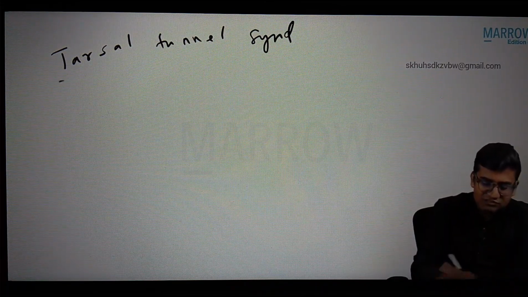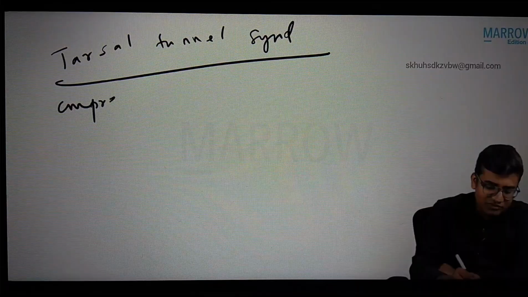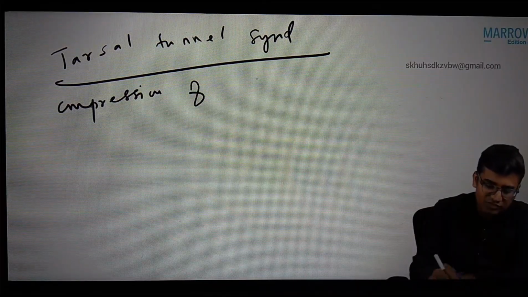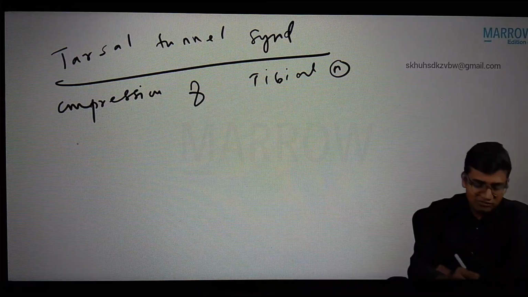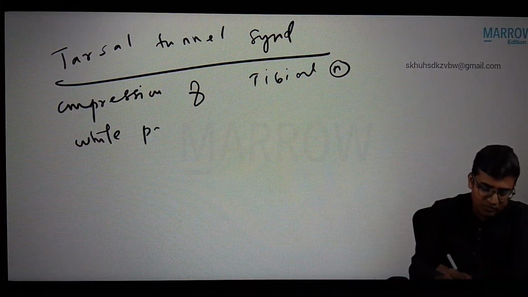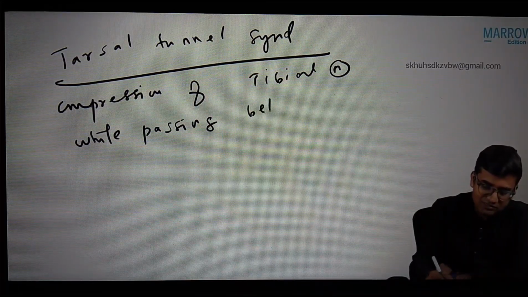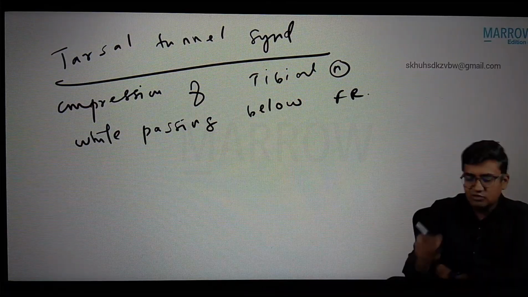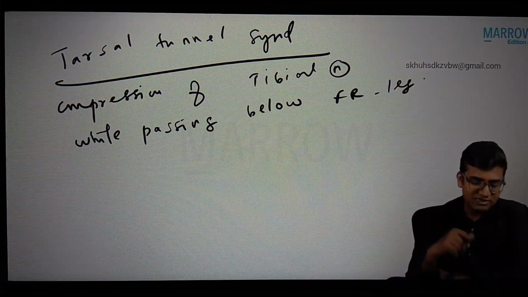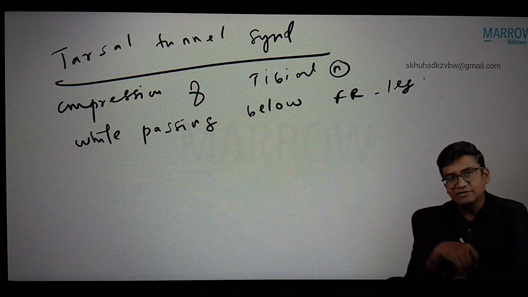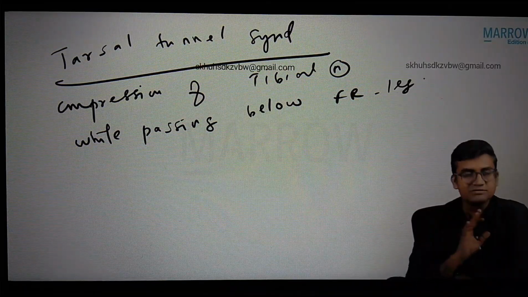So tarsal tunnel syndrome is nothing but compression of tibial nerve while passing below the flexor retinaculum of the leg. Okay? Yes. So now this tibial nerve enters the sole and divides into medial plantar nerve and lateral plantar nerve.